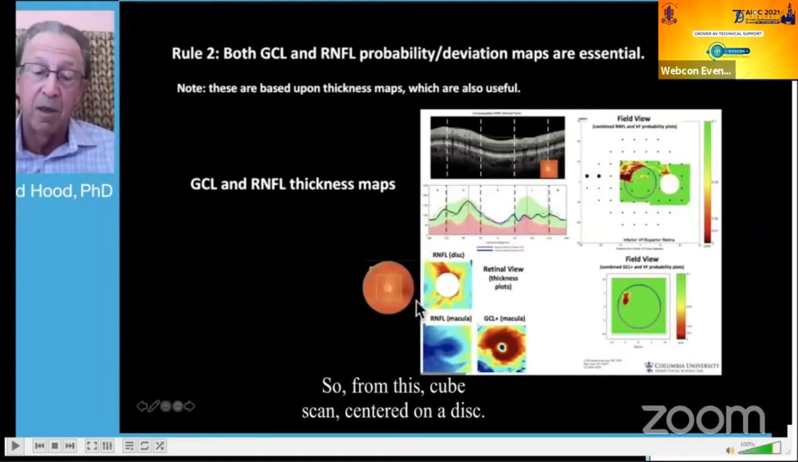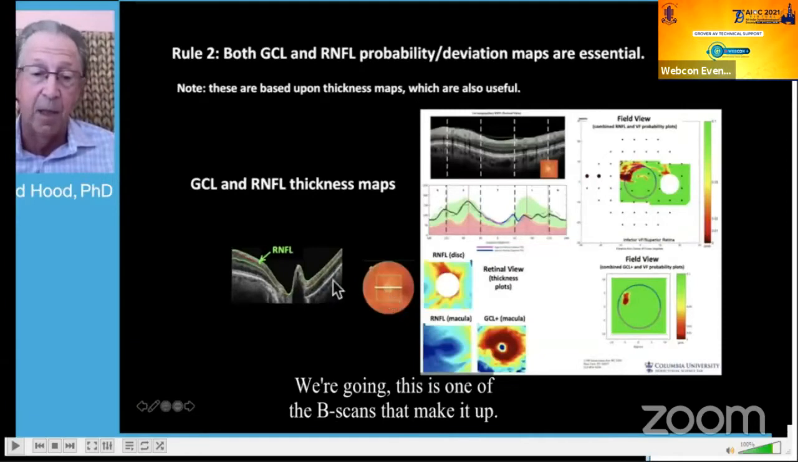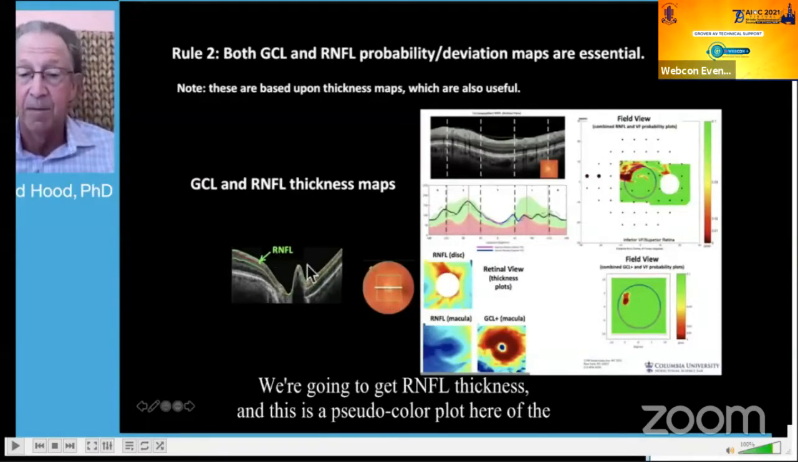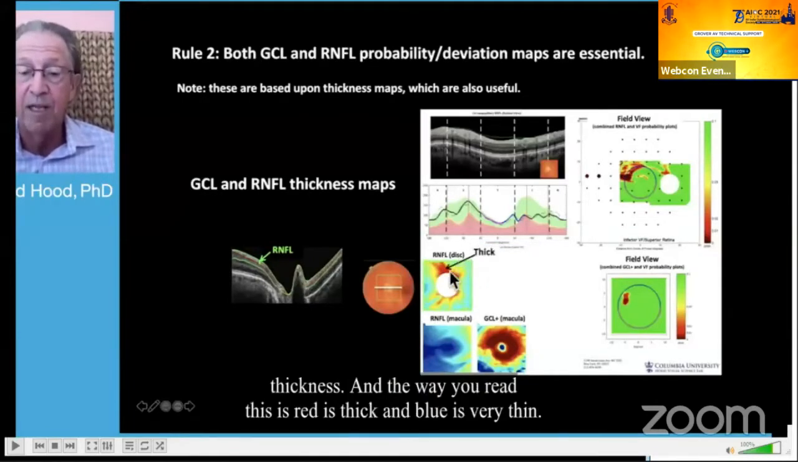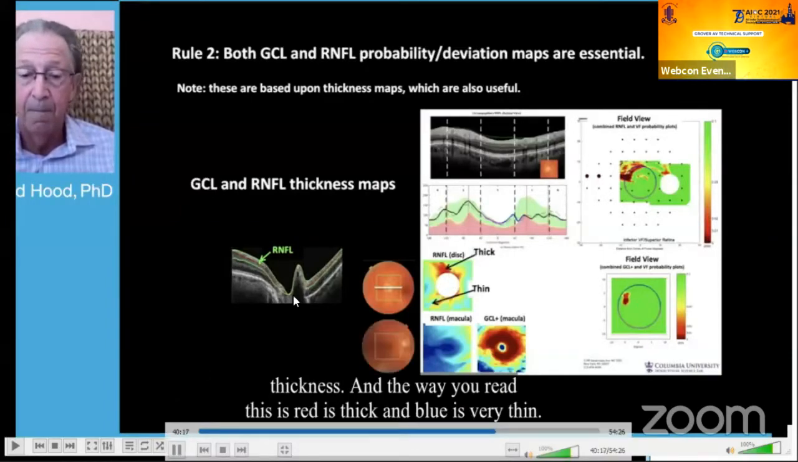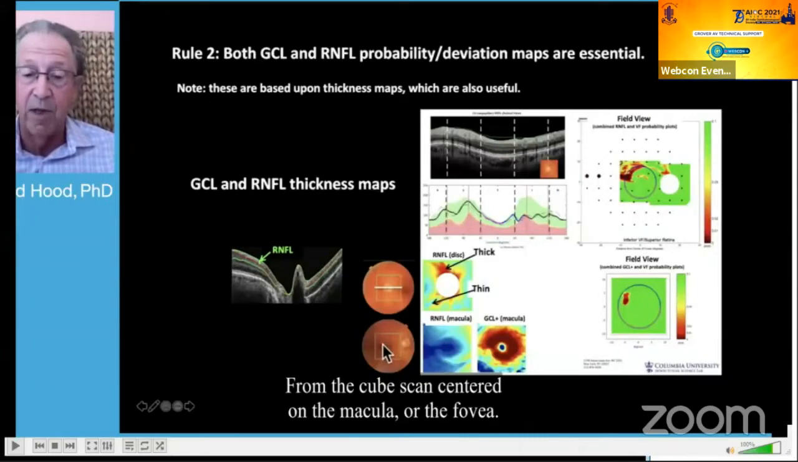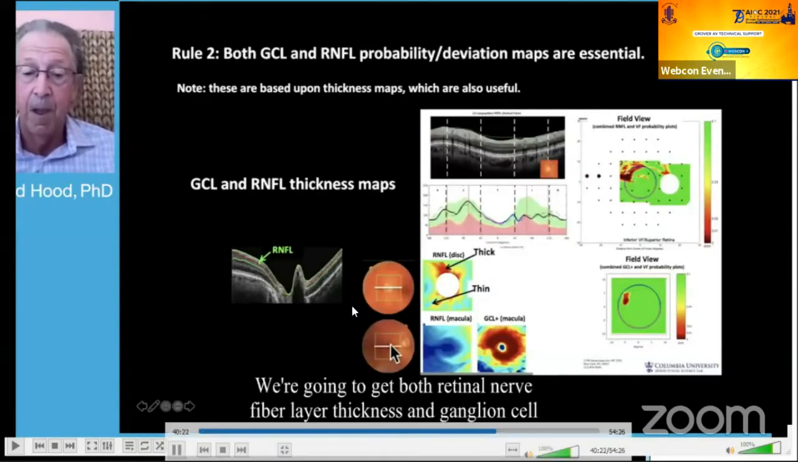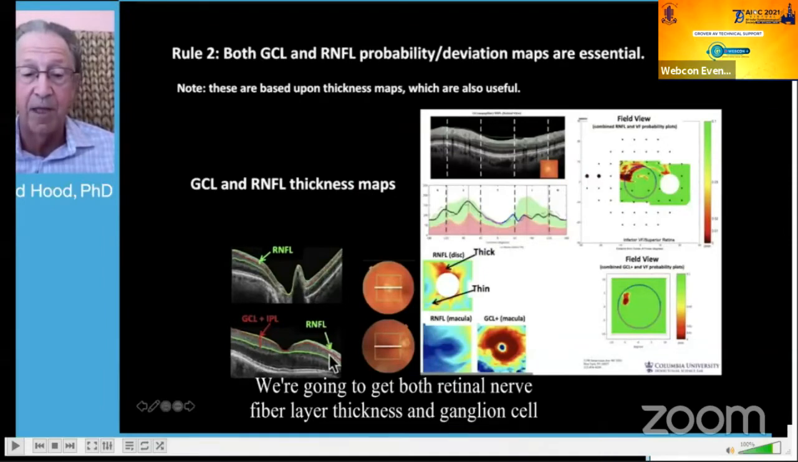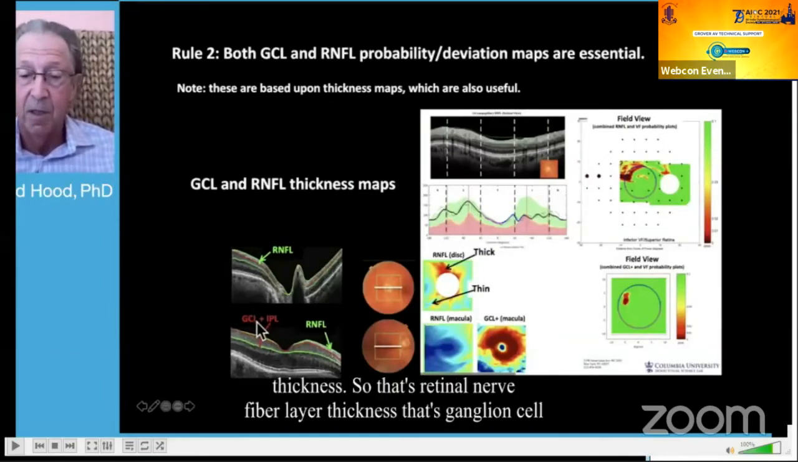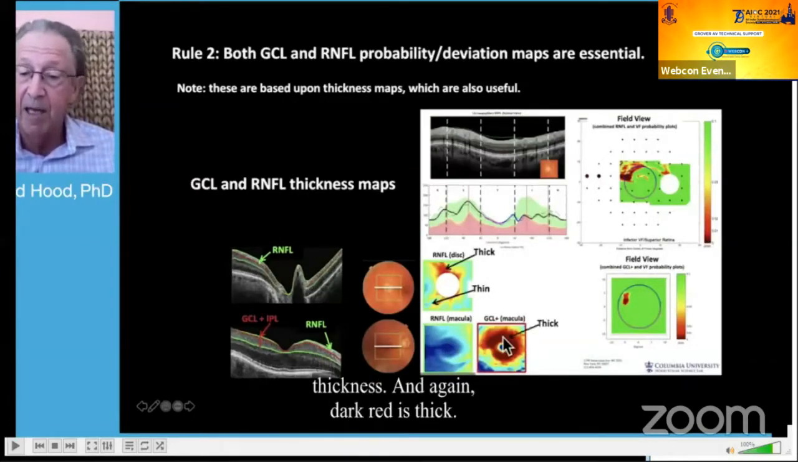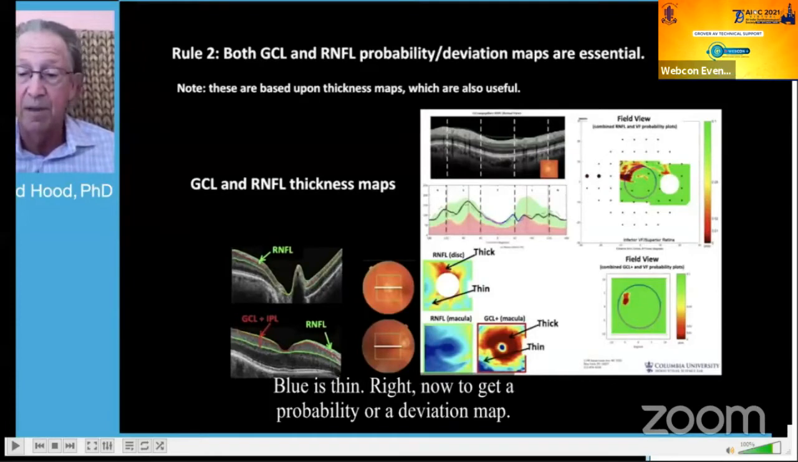From this cube scan here centered on the disc, this is one of the B scans that make it up. We're going to get retinal nerve fiber layer thickness. And this is a pseudo color plot here of the thickness. The way you read this is red is thick and blue is very thin. From the cube scan centered on the macula, or the fovea, we're going to get both retinal nerve fiber layer thickness and ganglion cell thickness. So that's retinal nerve fiber layer thickness, that's ganglion cell thickness, and again, dark red is thick, blue is thin.